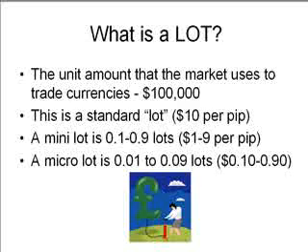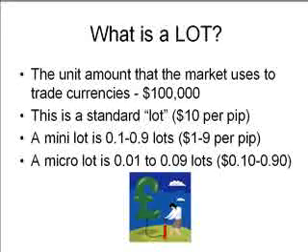When we talk of mini lots, we're talking about between 0.1 and 0.9 lots being traded, and that will give us $1 to $9 per pip. I hope that makes sense.